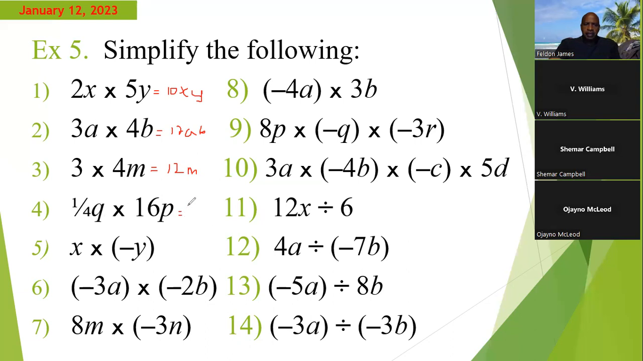All right. So the answer, you just simply multiply the numbers together. 1/4 times 16 is the same as 16 divided by 4, which would give you 4. Group the letters together, you get 4PQ. As you recall, we would have put our letters in alphabetical order. All right.